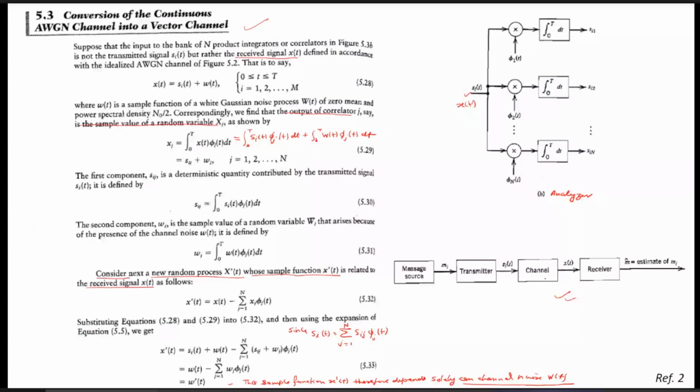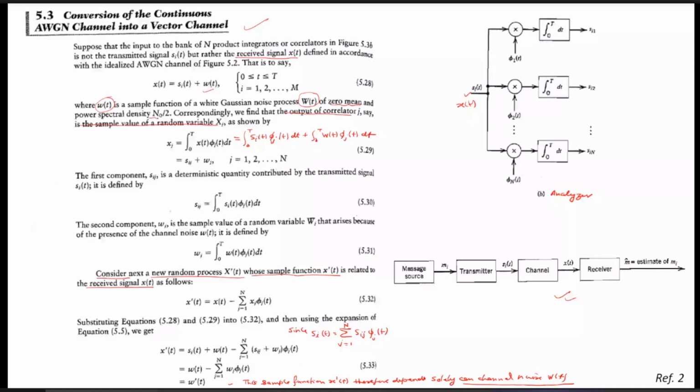So if there is some effect of the channel noise, the received signal is x(t), given by si(t) plus w(t), where additive white Gaussian noise is added in the channel. In the receiver block, x(t) is represented by si(t) plus w(t). Now, w(t) is a sample function of the Gaussian noise process. Capital W(t) is the process, and small w(t) is the sample value of this Gaussian noise process, because we have assumed that the noise is Gaussian, with zero mean and a power spectral density, which is the basic property of white Gaussian noise.